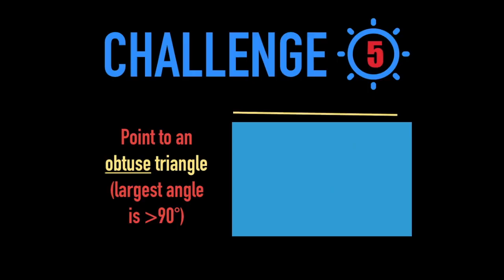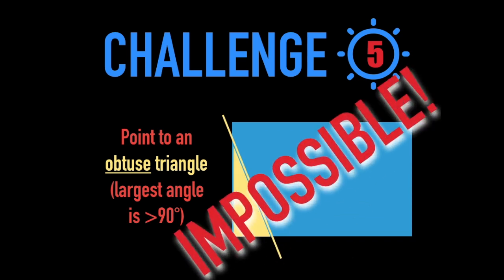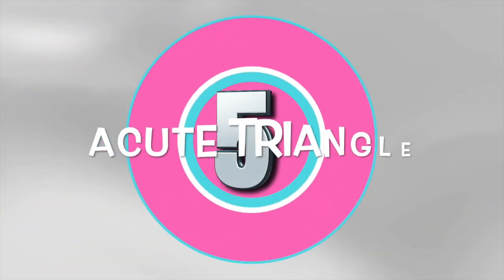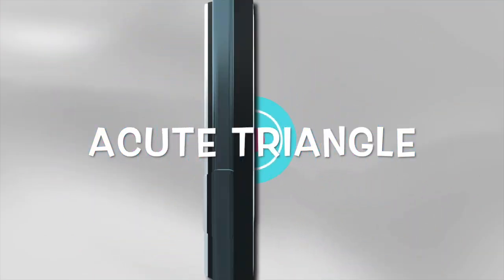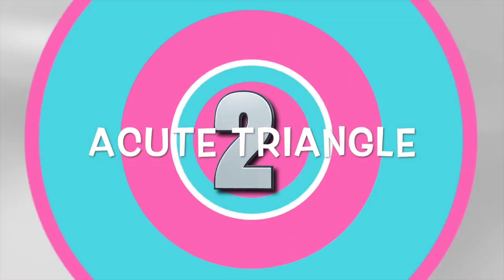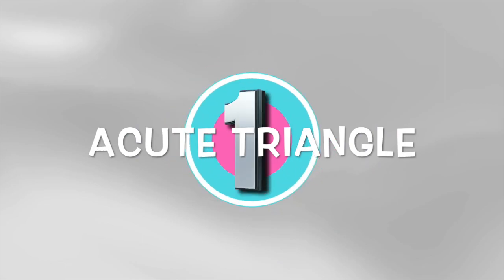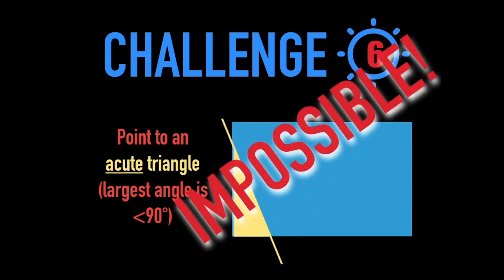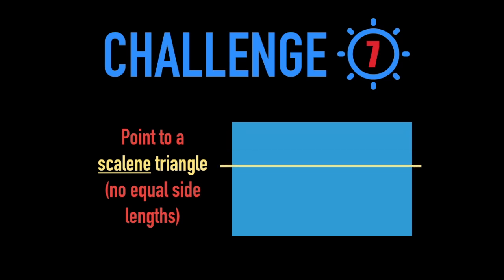Using the corner of the paper, we're limited to only 90 degrees. We can't go over, so this challenge is actually impossible. This time for challenge 6, create a triangle where all the angles are less than 90 degrees. Since again we're using the corner of the paper, we're always going to have a 90-degree angle, so this too is impossible. For challenge 7, can you make a triangle where none of the side lengths are the same?